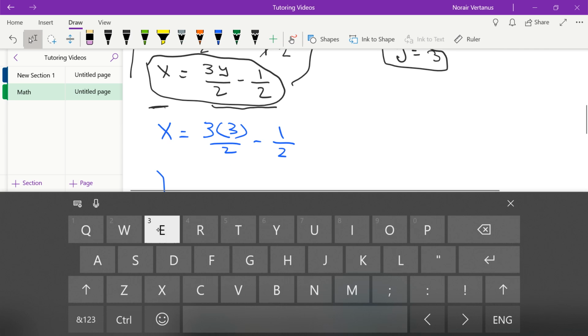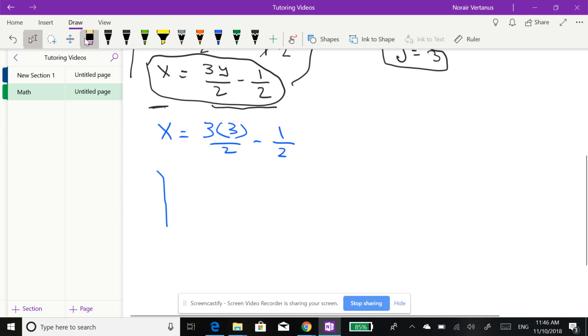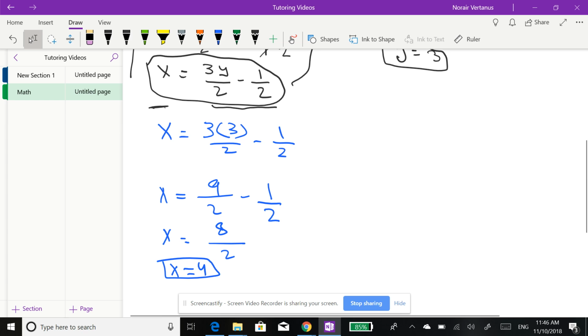That's going to be x equal to 9 over 2 minus 1 over 2. The denominators are the same, so you write one of them, 9 minus 1 is 8. So 8 over 2 is what? Just 4. x equal to 4. We got it, right? So we solved. Now x is what? We found x is equal to 4, and y is equal to 3, right?